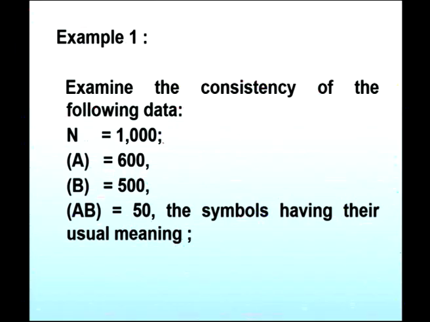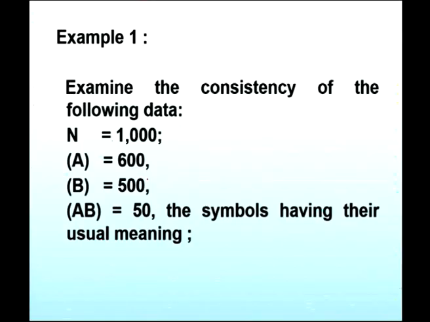N is given to be 1000 and the number of members possessing the attribute A is 600 and the number of members possessing the attribute B is 500 and the number of members possessing the attributes A and B is 50. This gives you the total 1100. I am telling you intuitively, but we have checked with the conditions of consistency and it is proved that the data is inconsistent. I am telling you intuitively how it is not correct.